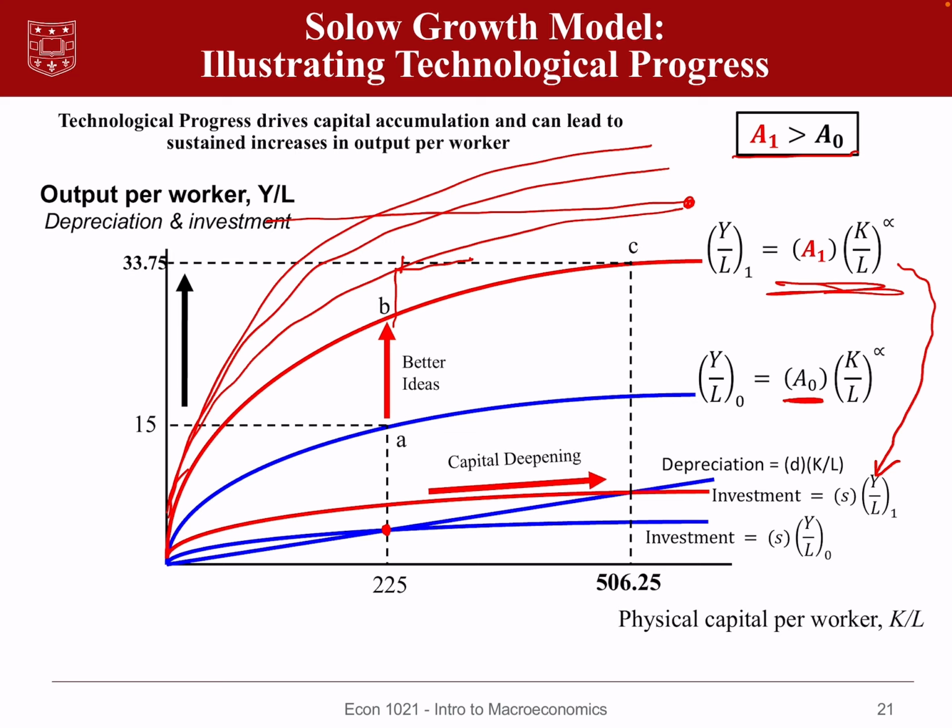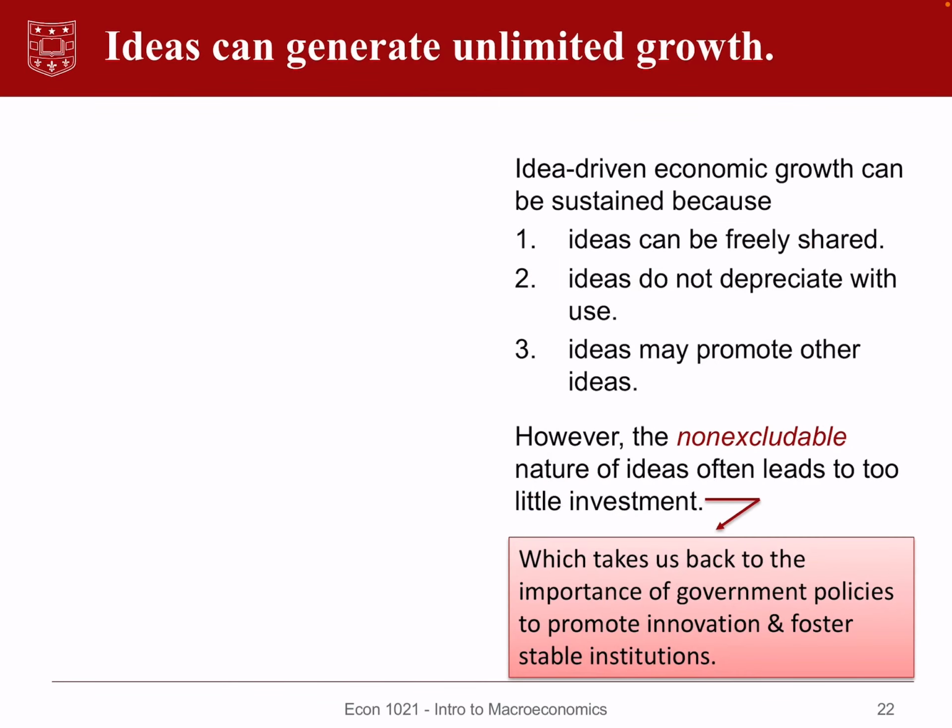So in the textbook, they had this over and up and over kind of picture, and that's what they were getting at: by having more and more ideas, the whole production function can shift up, and we can see sustained growth in gross domestic product. So ideas can, in principle, generate unlimited growth. Ideas can do that because they're freely shared and they don't depreciate with use.